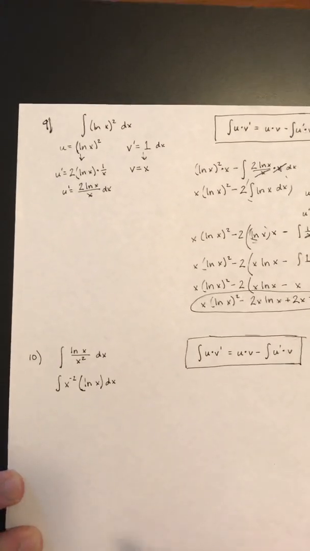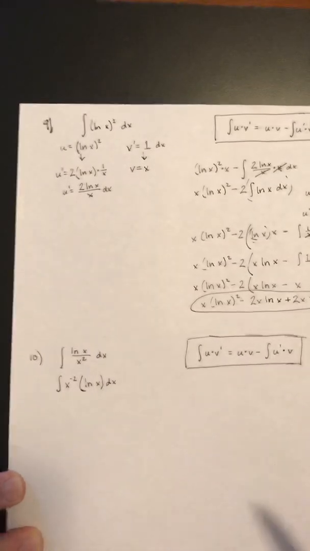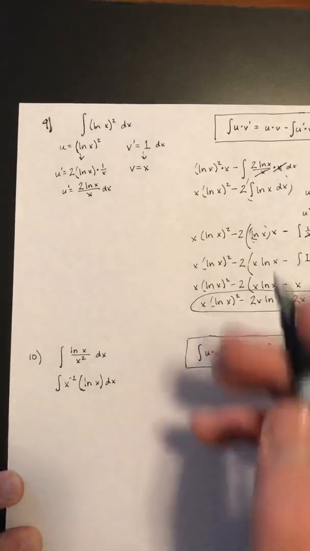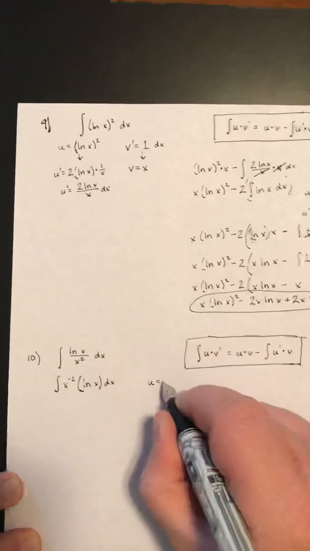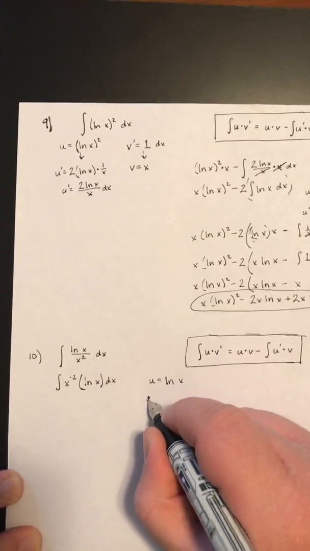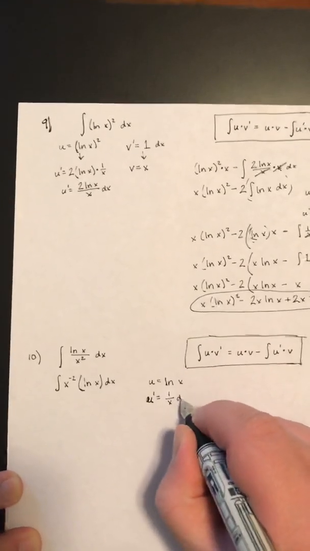So that's an important thing to think about: if you've got a natural logarithm of x in your integration by parts, it's a good idea to choose that as your u, like we said in the last problem. So again, I'm going to choose my u to be ln of x. That way, when I find u prime, it's just 1 over x dx.